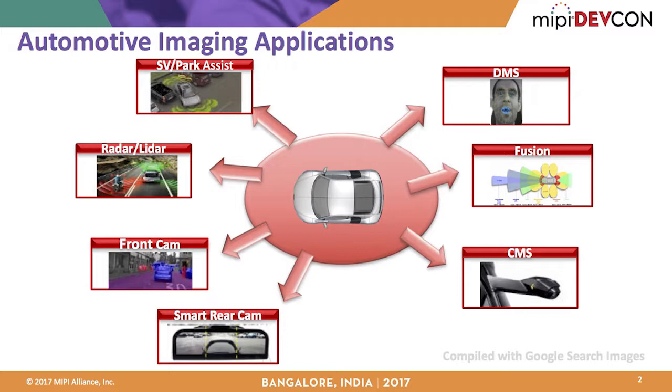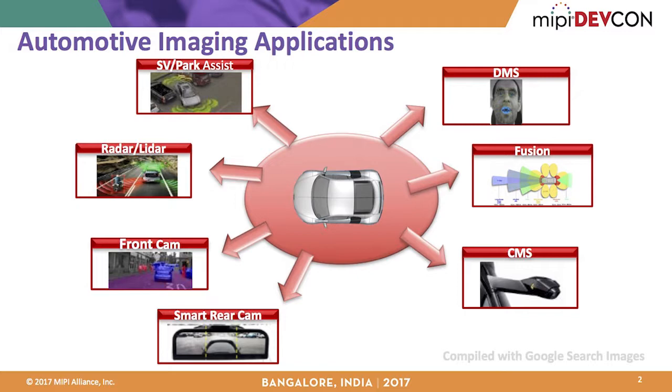And there are a lot of other applications. Matt also touched upon CMS. CMS stands for camera mirror systems, also called mirror replacement. This is an example of where a small camera, on the A pillar of the car, replaces the optical mirror, and the camera is streaming raw images and sending them inside the car, and then the processor is processing them and rendering those images on the display.